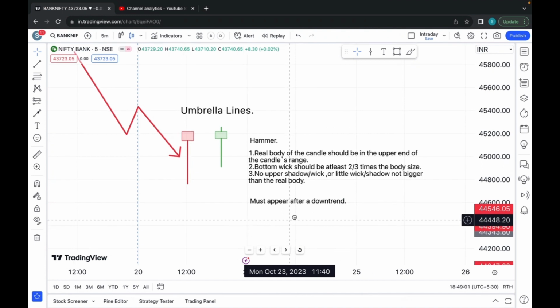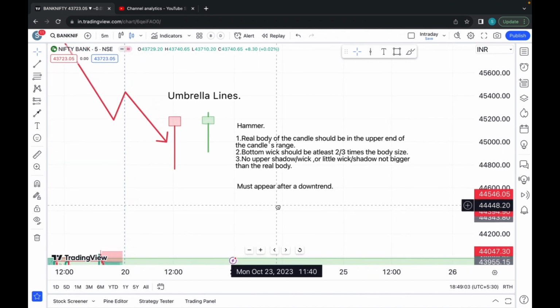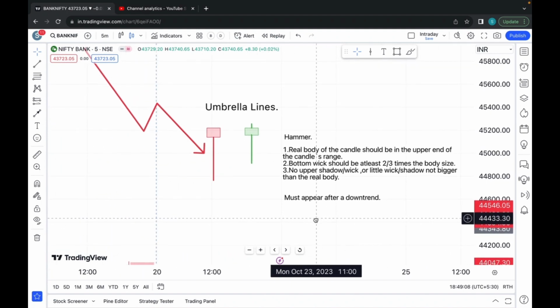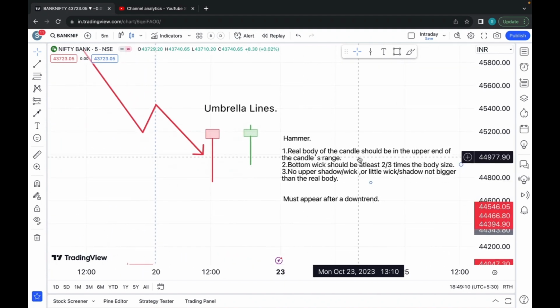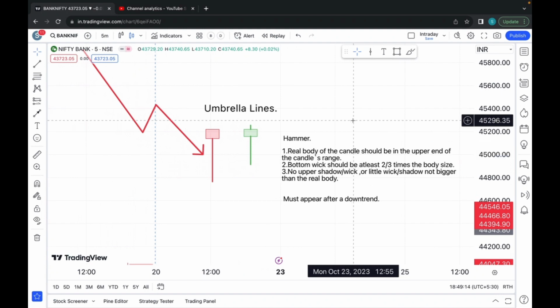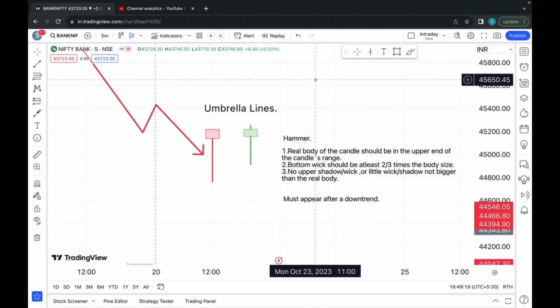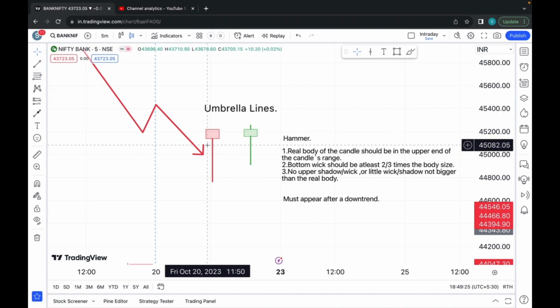Okay, so now if you are okay with this criteria, and if you already got it, it's good. If not, take notes or take a screenshot, because this is going to help you a lot for your trading. And most importantly, this is a single candle formation we're talking about today.